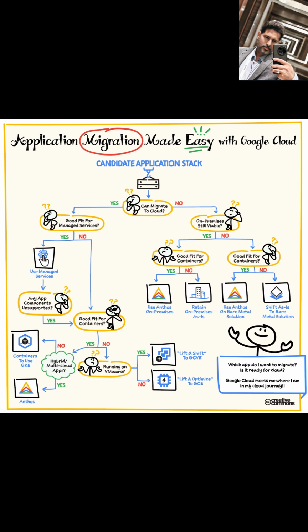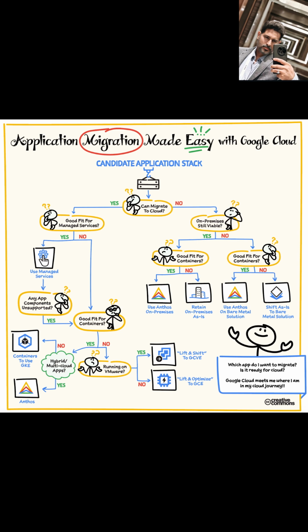Okay, let's backtrack. What if your application can't be directly moved to the cloud right now? Then you need to ask, is staying on-premises still viable for the long term? If you're sticking with on-premises for now, but still want some cloud benefits, you might consider Anthos on-premises for managing applications with containers. If containers aren't your thing even on-prem, then you'll just retain on-premises as is.